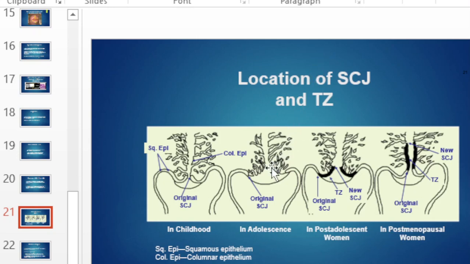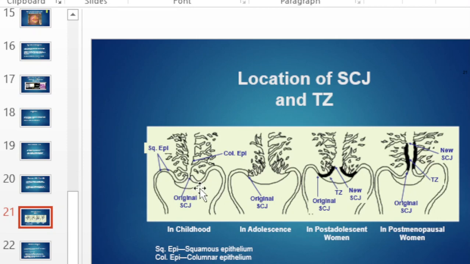So this illustration shows the cervix of a woman from childhood up to postmenopause. So you have the original squamocolumnar junction here. Remember that the squamocolumnar junction is formed at the point where the columnar epithelium, which is in the endocervix, meets the squamous epithelium, which is on the ectocervix. Where they meet, you have the squamocolumnar junction.